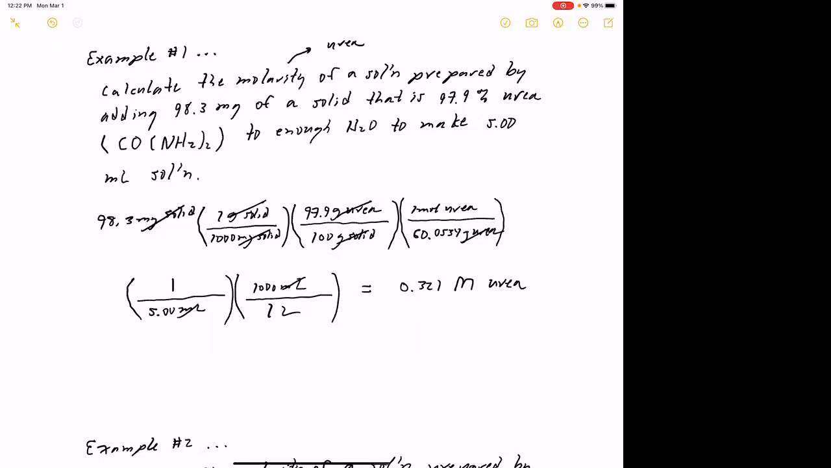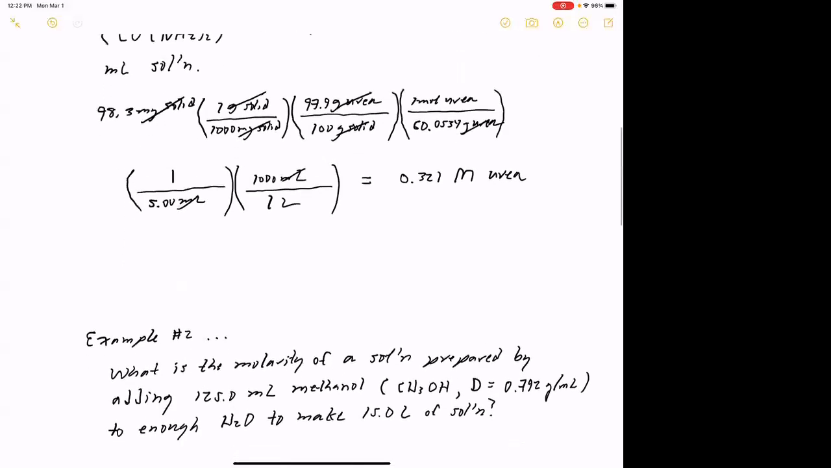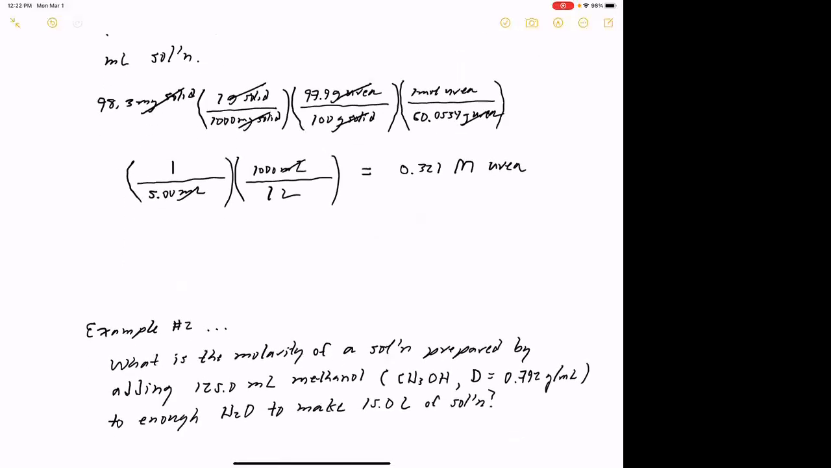All right, am I okay to scroll down, at least part way? I'll leave you some of the problem there to work with. I just want to have example 2 there. I'll leave the solution to example 1 there. All right, so let's look at example 2. Again, this is going to be a liquid solute instead of a solid solute. A solute can be a liquid, a solid, or a gas, really.